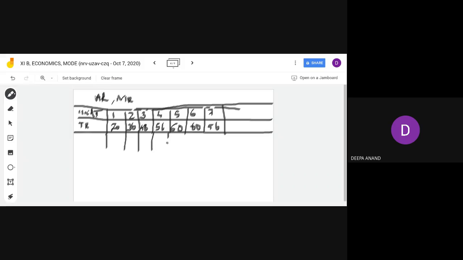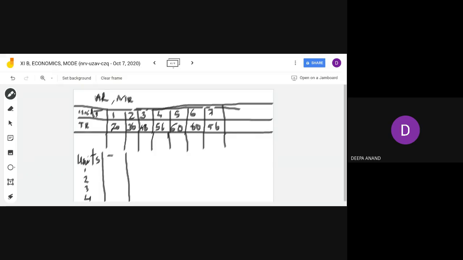So first you find out the average revenue. Otherwise, first you find out the marginal revenue, because the column is like this, it is easy for you to fill. Normally the answer is done, it's not like this actually. So the question will be given like this, but in the answer you have to write units at the top, put in a column, one below the other: 1, 2, 3, 4, 5, 6, 7. Question will be given like this, and the answer you have to do in the vertical manner.